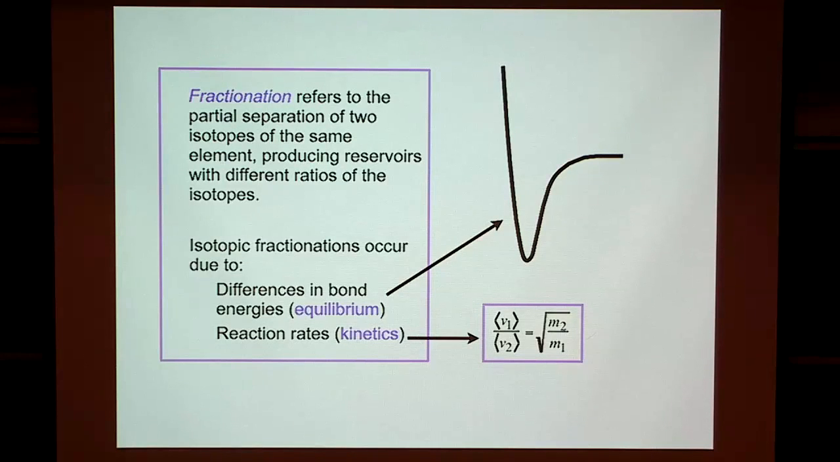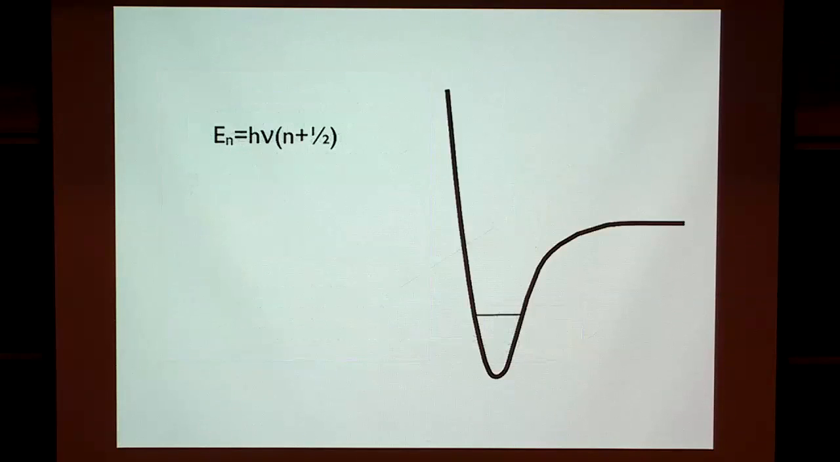And isotopic fractionations occur in 2 distinct regimes. One is in equilibrium, and one is kinetic. Kinetics refers to diffusion, evaporation, condensation. I'm not going to be talking about that at all, okay? I'm talking only about equilibrium isotope fractionation for stable isotopes.